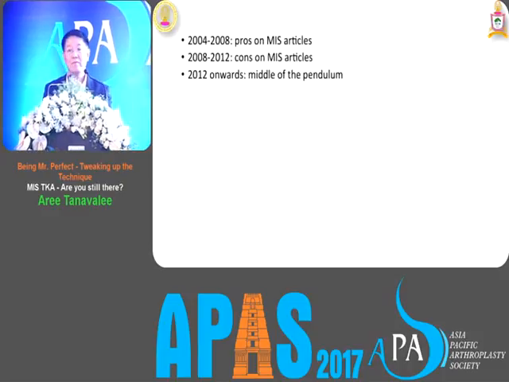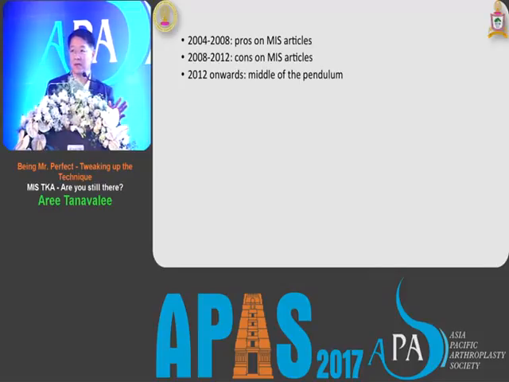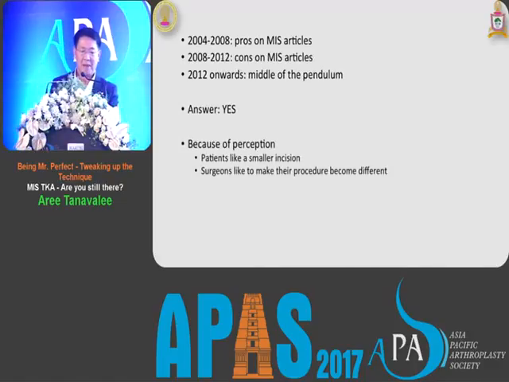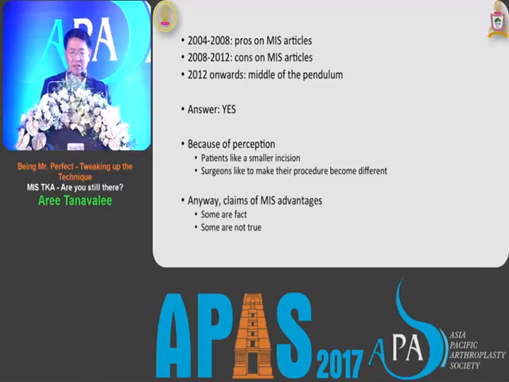If you look back at the history from 2004 to 2008, mostly the papers came out pro-MIS. Then from 2008 to 2012, a lot of con articles. And then from 2012 onwards, it became the middle of the pendulum. So the answer, I would say, is yes. Many patients like the smaller incision, and many surgeons also like this procedure because it is different from the others. Anyway, I think some claims of the MIS are facts, but some are not true.